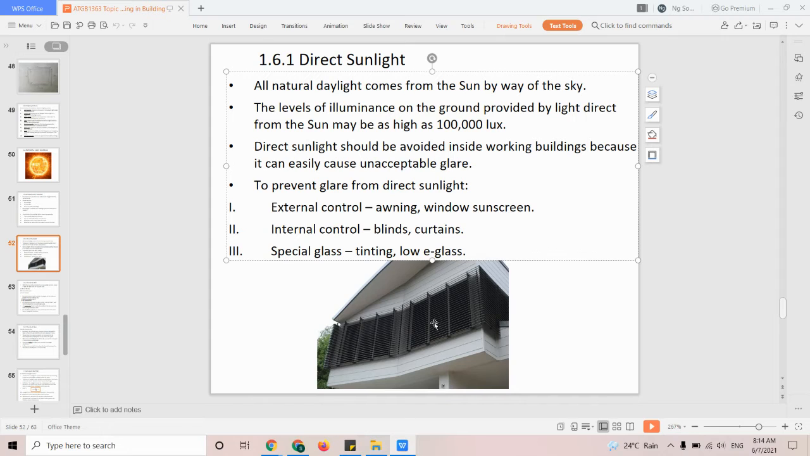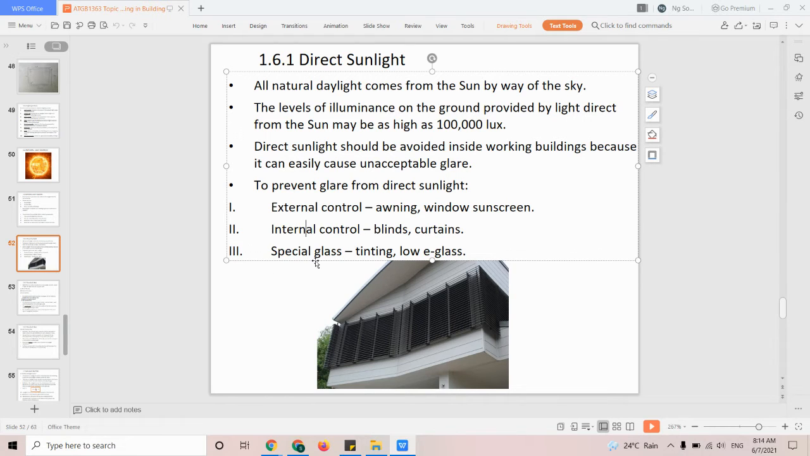So this one is the awning, meaning there's an additional building or installation attached to the outside of the building, so that the direct lighting doesn't go into the building, doesn't go into the room. So it will not be so glaring lah when you look at it outside.